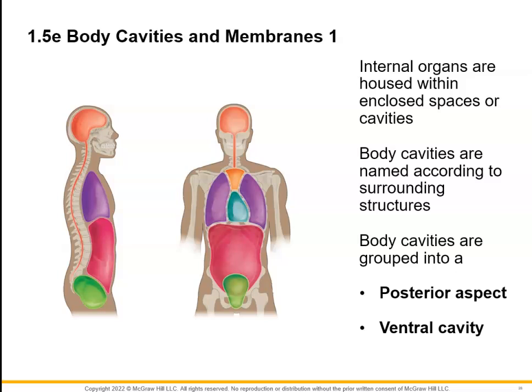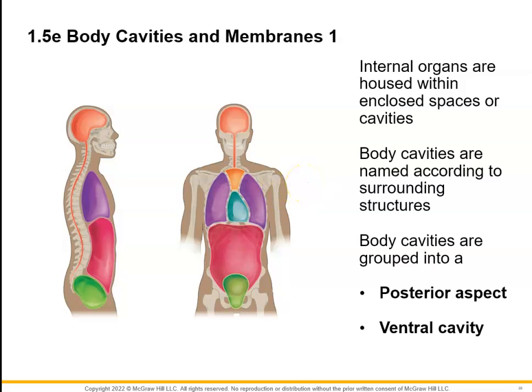Internal organs and organ systems are housed inside our body within closed spaces that we call cavities. A lot of these cavities are going to be named according to the structures around them or the structures found within. We have two major body cavities. The posterior aspect is everything here in the orange. The ventral aspect is all this multicolored stuff. So you can see, remember, posterior means toward the back, and ventral means toward the gut.